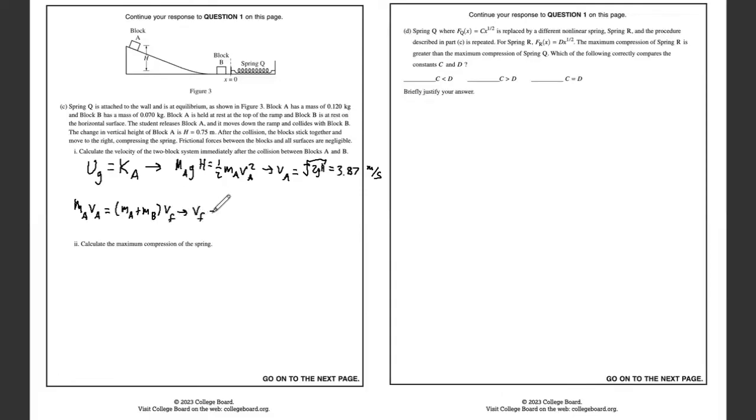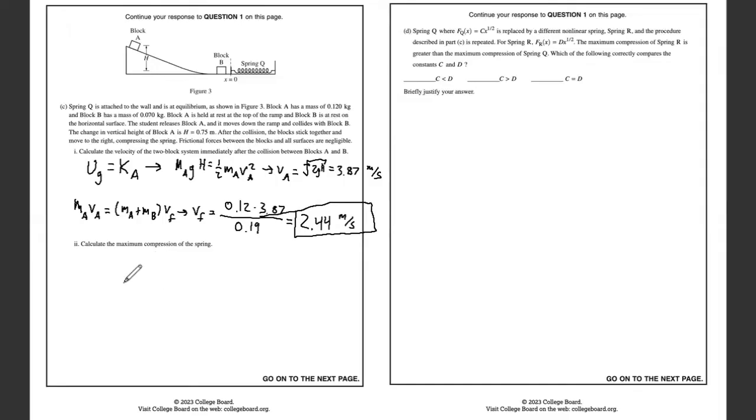Therefore, the final velocity should be 0.12 kilograms times 3.87 from our previous step, divided by the total mass, which is 0.19 kilograms, giving me a value of, I believe, 2.44. I can't read my own handwriting, but I think it's 2.44 if I did that math correctly. If not, it's 2.94. Let's see. Oops, there we go. Good.